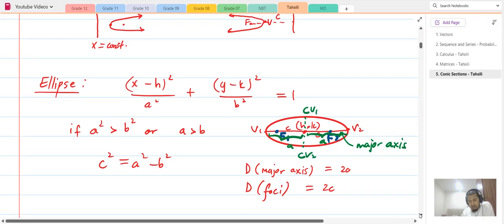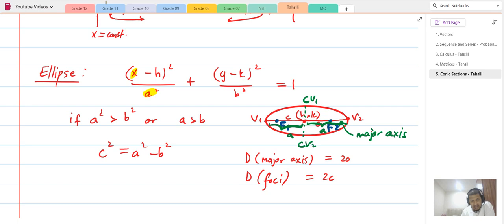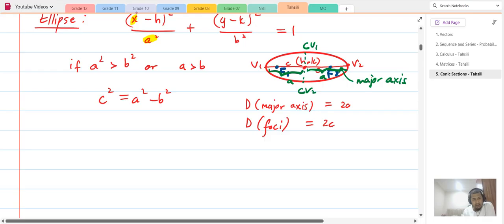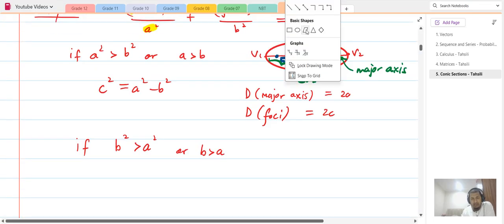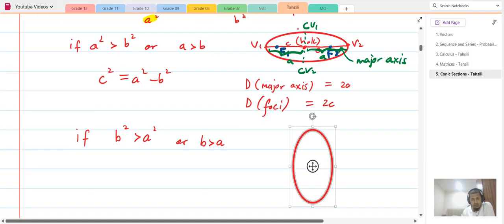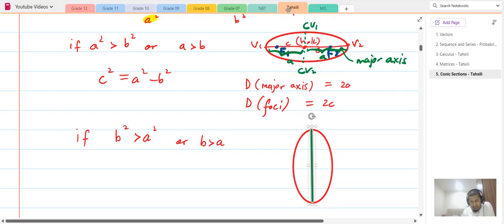Now this is when the ellipse is stretched horizontally, because you have a squared under the x, so that tells us it's stretched along x. Now when will it be stretched along y? If b squared is greater than a squared, or b is greater than a, then you will get an ellipse that forms like this, where the major axis is parallel to the y-axis.